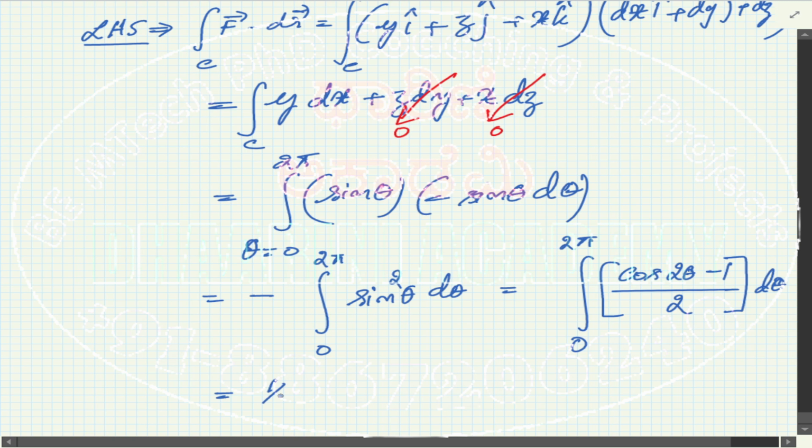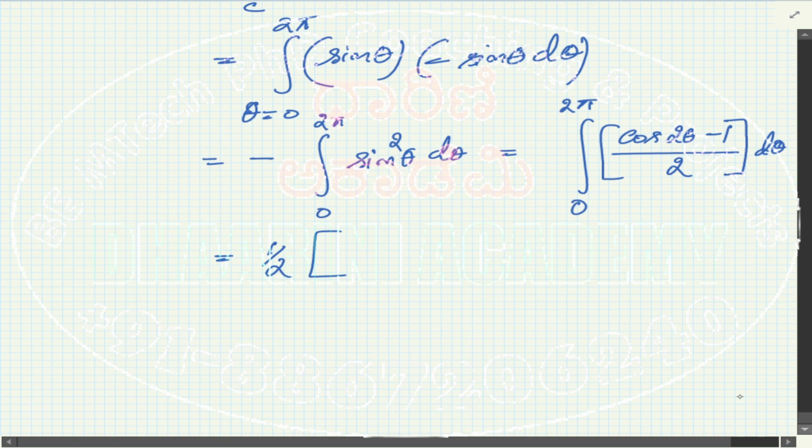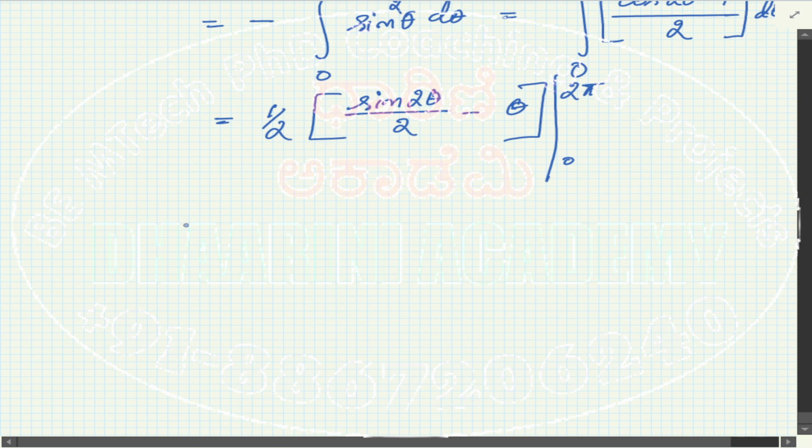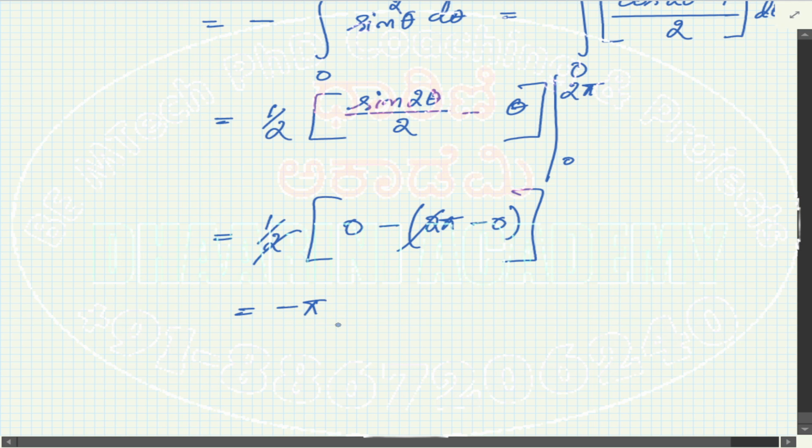So I take the half outside and then do the integration. Integration of cos 2 theta is sine of 2 theta divided by 2, minus theta, and the limits are 0 to 2 pi. When I put 2 pi, the first term becomes 0, and when you put 0, that's also 0. So the first term is 0, minus 2 pi, out of which the 2 cancels. The answer is minus pi. Let's say this is the left hand side value: LHS is equal to minus pi.